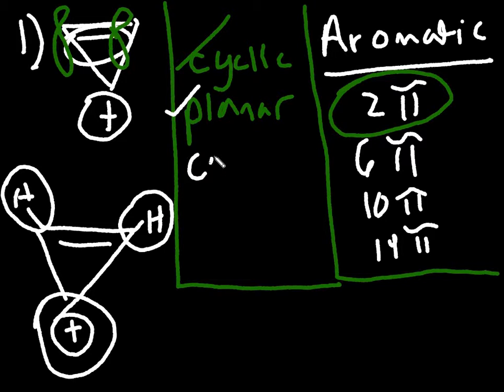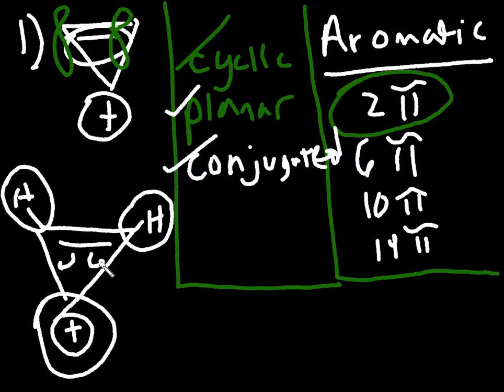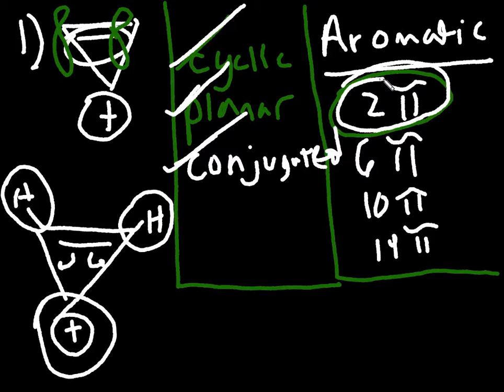Now, is it conjugated? Yes, it most certainly is. This can go there or it can go there. It can delocalize. I understand that before I mentioned that there's alternating, but in this case, as long as it can delocalize, it's fine. It can go around in this compound. Okay, so it's cyclic, planar, conjugated, and then it follows our little rule here of 2 pi electrons. Okay, let's go to the second one.